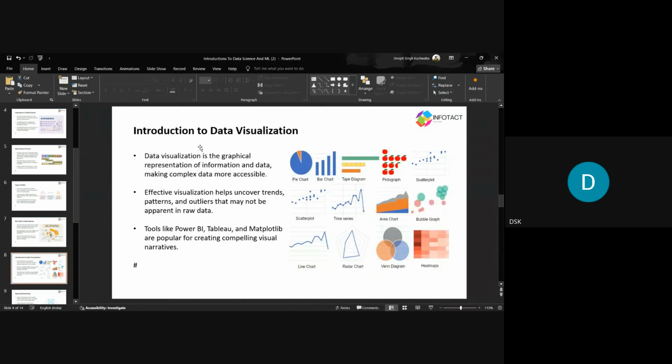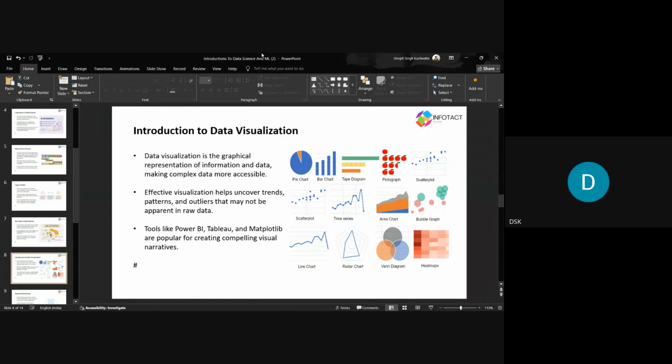So you can see the introduction to data visualization. Data visualization basically means you are plotting the data into a graph, the visualization of data in graphical form to make complex data more accessible and easy for a normal person to understand the insights. Effective visualization also helps uncover trends, patterns, and outliers that may not be apparent in raw data.